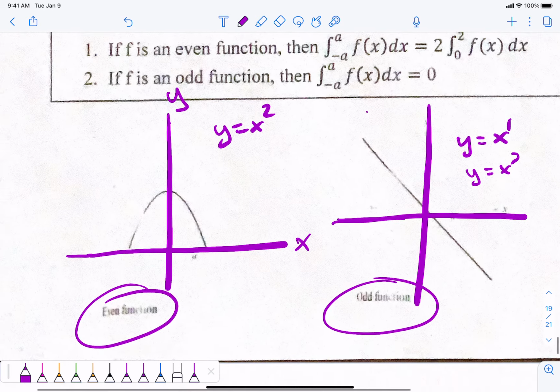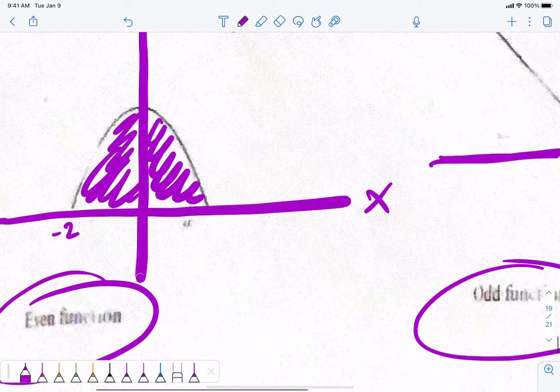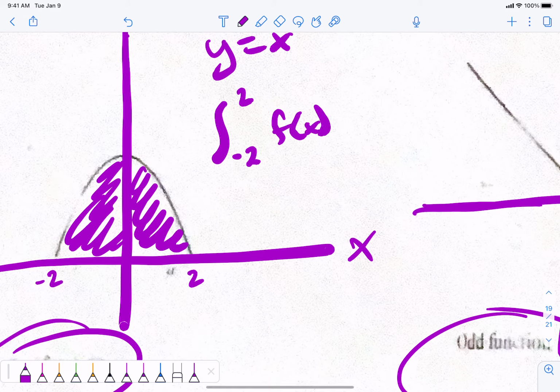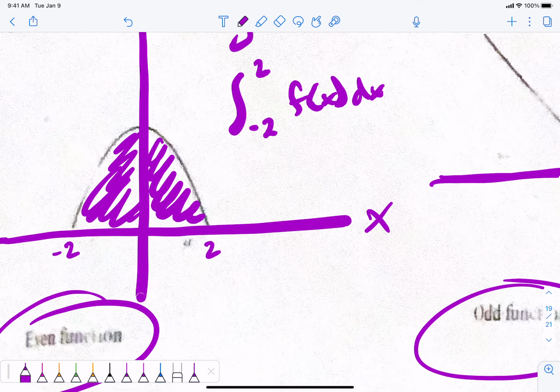When you're doing the antiderivative, you're finding the area, like this area plus this area. So let's say that this number was -2 and this number was +2. I would be going from -2 to +2 of whatever the function was, and I would find the antiderivative and plug in -2 and +2. Or, if it is truly an even function, nicer numbers to plug in would be 0 to 2.